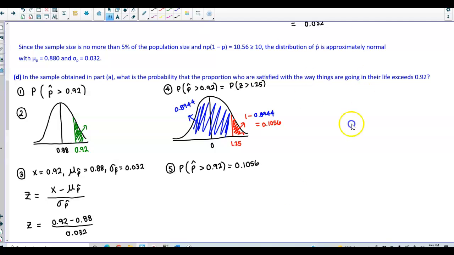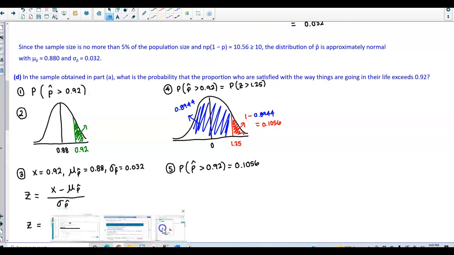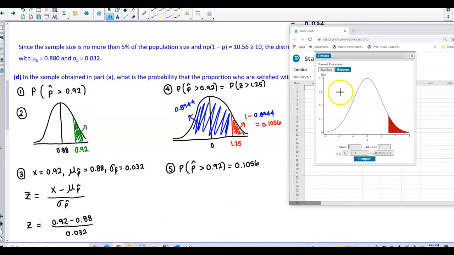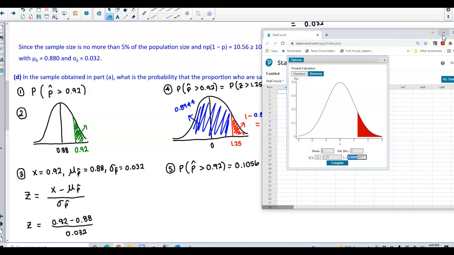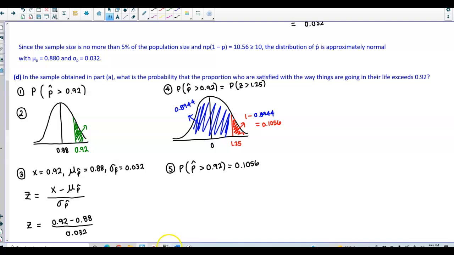0.1056. Now, if we wanted to use StatCrunch, then we would do the following. We would say that 0 is our mean, 1 is our standard deviation. We want to find that it's greater than 1.25. Select compute, and you're going to see that we get the same area, which is 0.1056. Okay? And then if we wanted to use the calculator, then we would do the following.